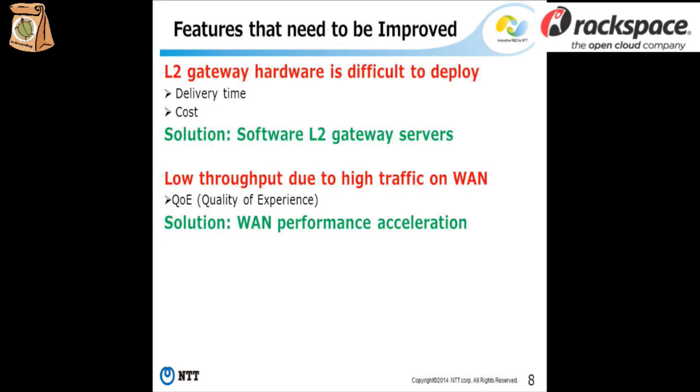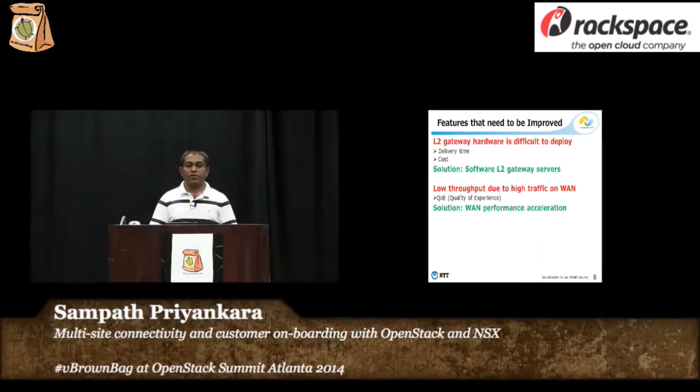However, we have some difficulties. Right now we are deploying hardware gateways, so it's very costly and it takes time to deploy them. So we are thinking about deploying level 2 software gateways. Also, since the throughput is high, we have some issues with traffic on the WAN. So right now we are thinking about WAN performance acceleration.